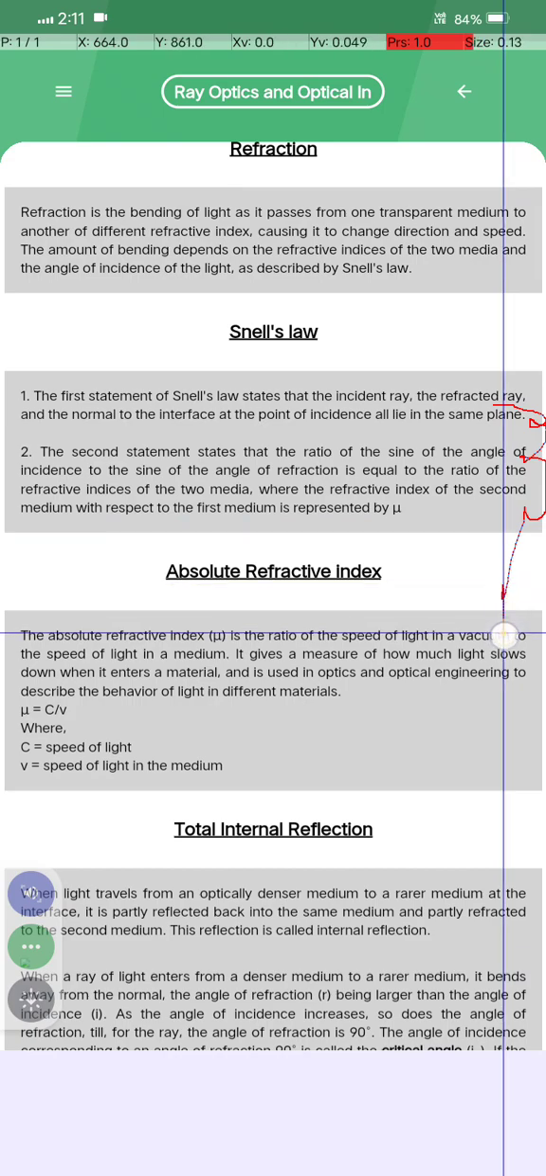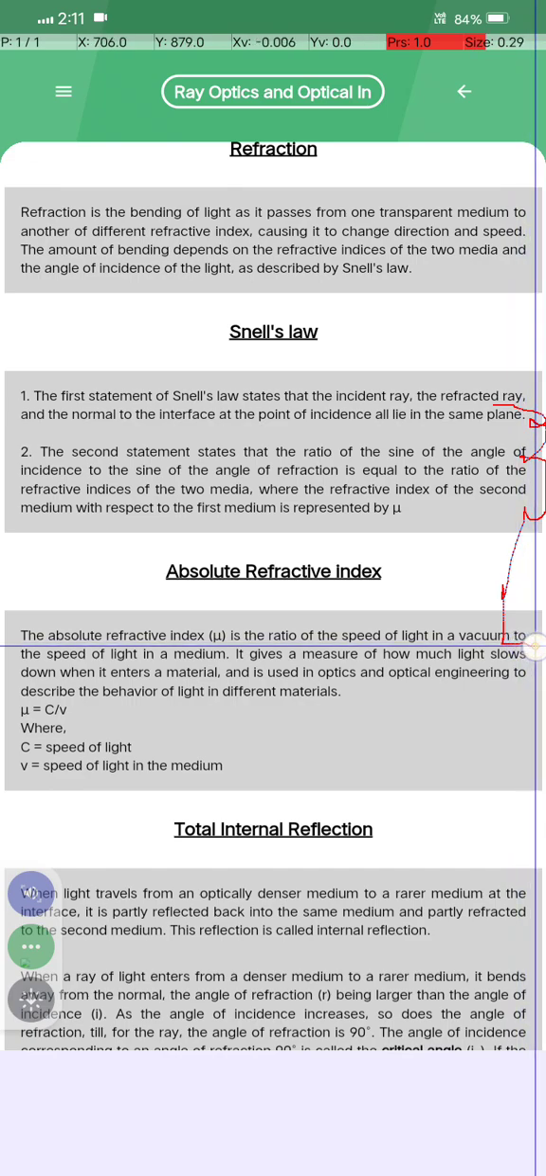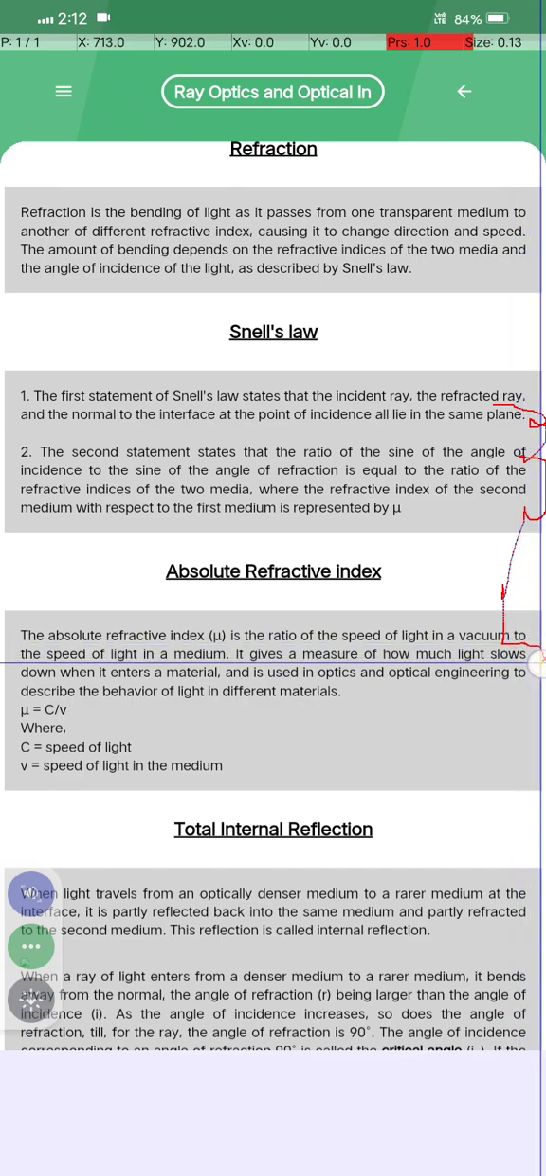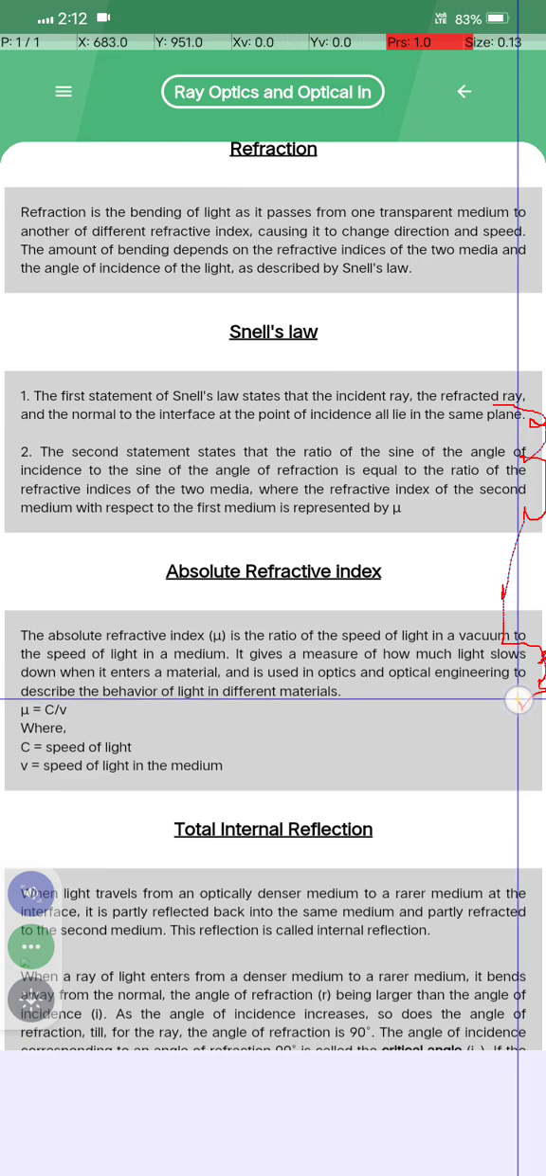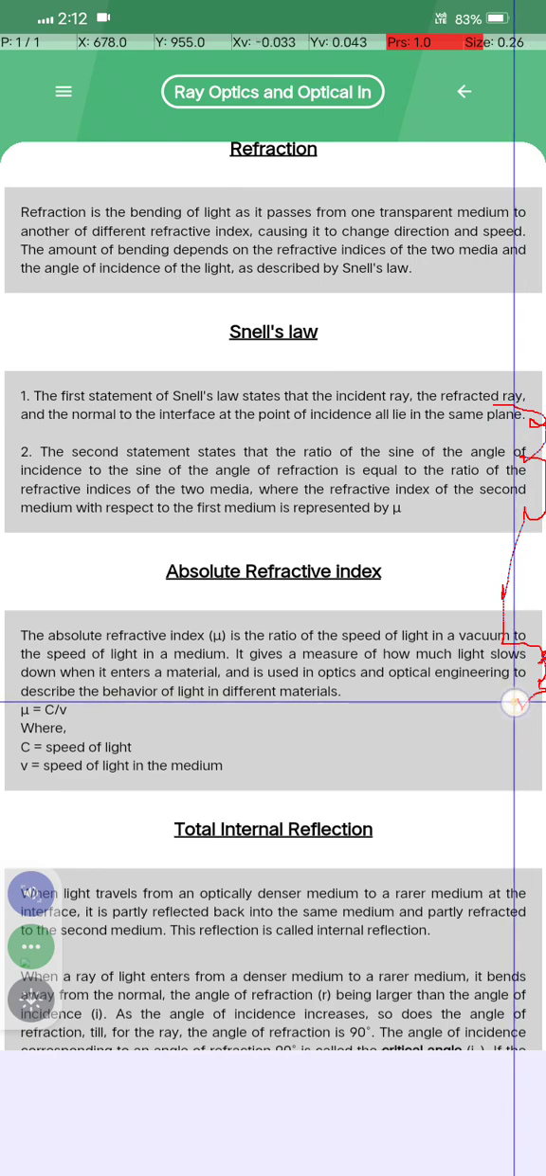What is absolute refractive index? Absolute refractive index mu is the ratio of the speed of light in a vacuum to the speed of light in a medium. It gives a measure of how much light slows down when it enters a material, and it is used in optics and optical engineering to describe the behavior of light in different materials.